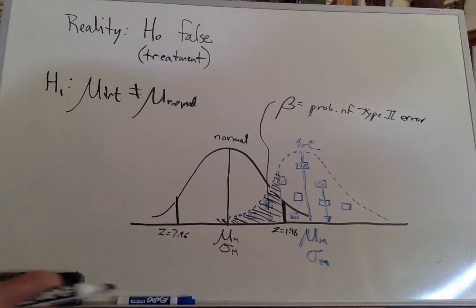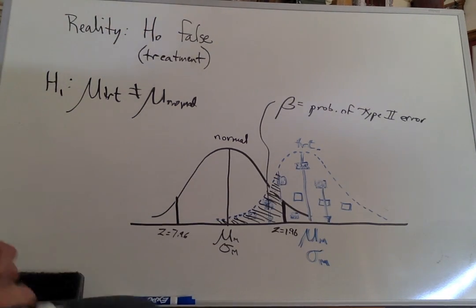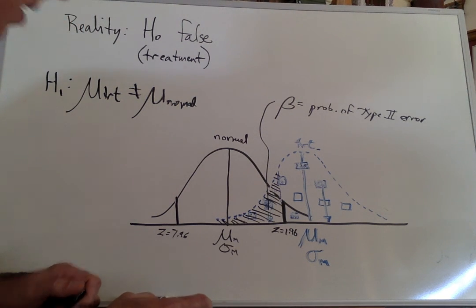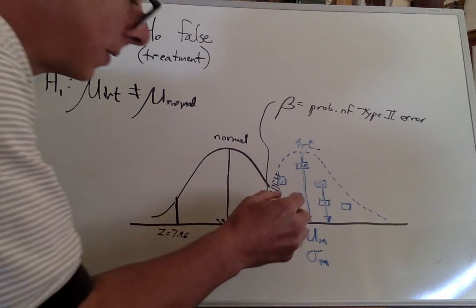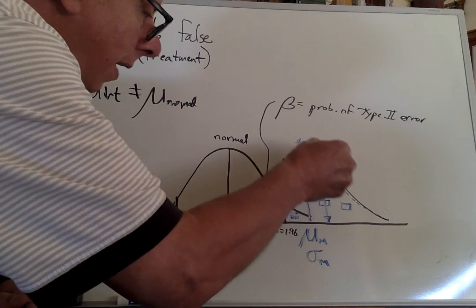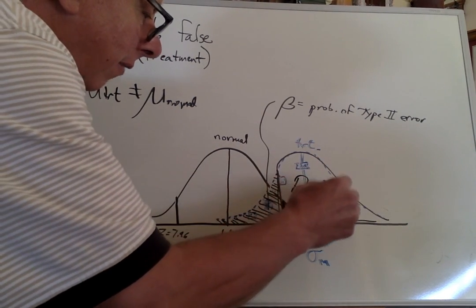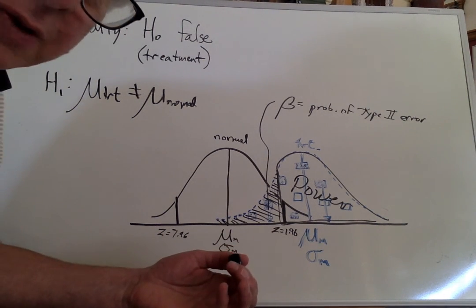In this case, then, all of this area will be where the experimenter is making the correct decision if the null is false. And this area here, we refer to as the area of power. Okay? Power sounds good, right?